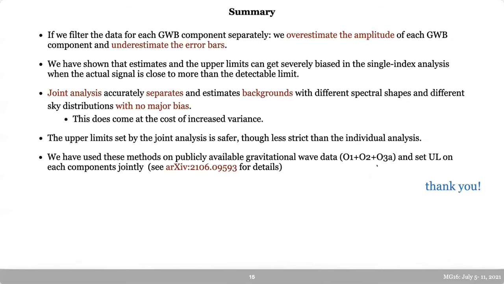So I can just keep this summary slide here. It suggests that if you filter the data for the gravitational background component separately, we overestimate the amplitude of each gravitational wave component and underestimate the corresponding error bar. And we have shown that estimates and upper limits can get severely biased in the single index analysis when the actual signal is close to or more than the detectable limit. And the joint analysis accurately separates and estimates the backgrounds with different spectral shapes and different sky distributions with no major bias. Obviously this comes at the cost of increased variance. I think that's all. Thank you.